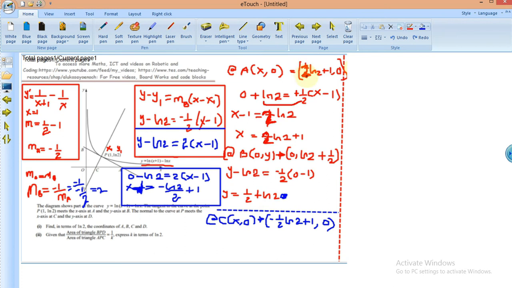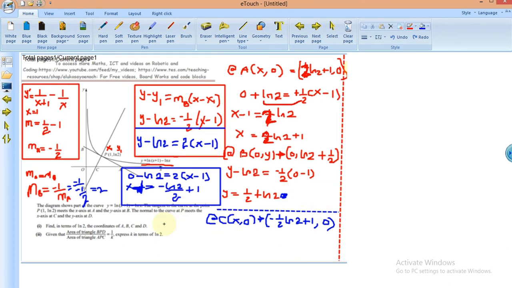2 ln 2, okay. So we can continue with that now. So my B, everything is okay now. So now the next one says, the normal to the curve at P meets the x-axis at C. So we confirmed that already, and we have the equation that we're going to use here. We've got it for C. So let's go with D now.